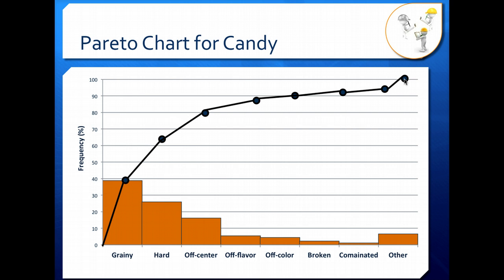And that's a good check to make sure that you did this correctly: you should end up at 100% at the end of your chart. Now that we've made our Pareto chart for candy, we can start locking down what is really going wrong in our process using the vital few and start making improvements with our process so that our customers are more happy with their candy and more likely to buy it.